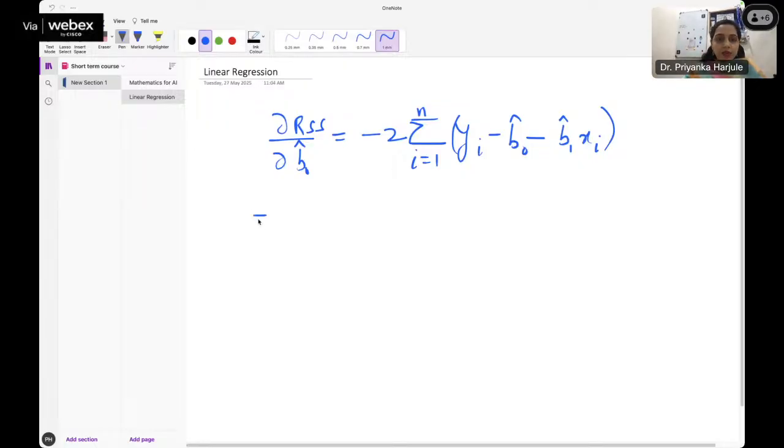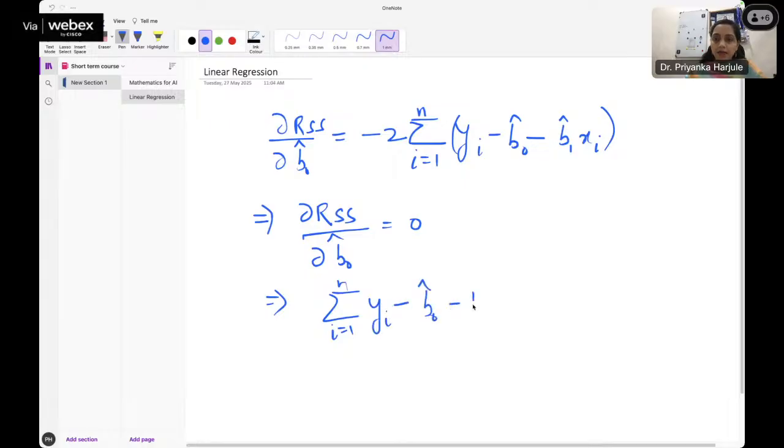And then you set this equal to 0. So this will give us summation i equals 1 to n of (yi minus beta naught cap minus b1 cap xi) equals 0.